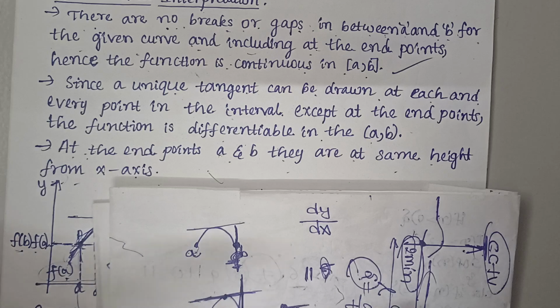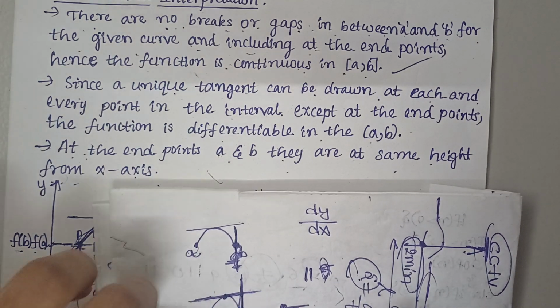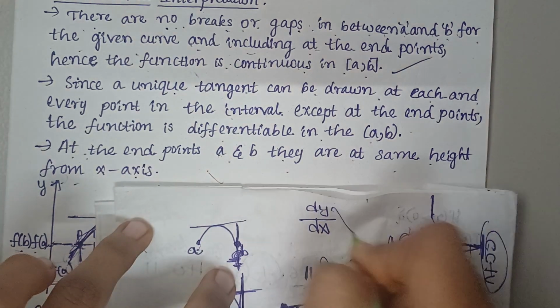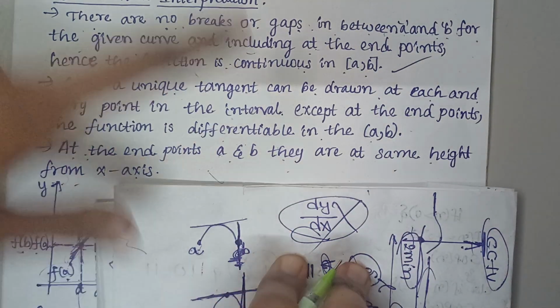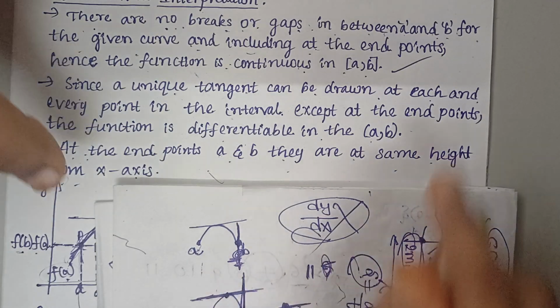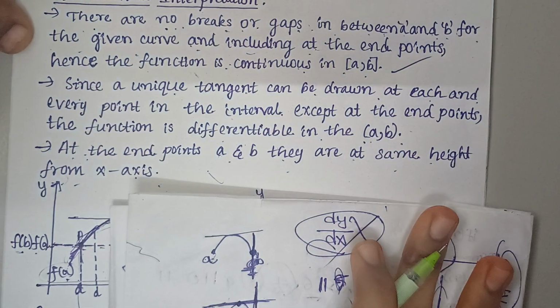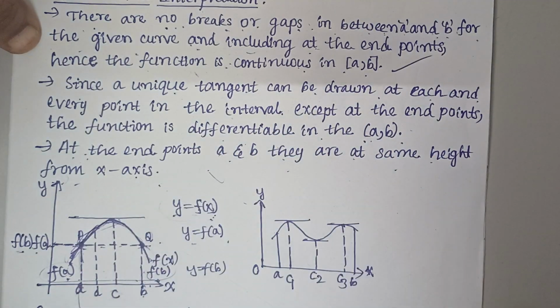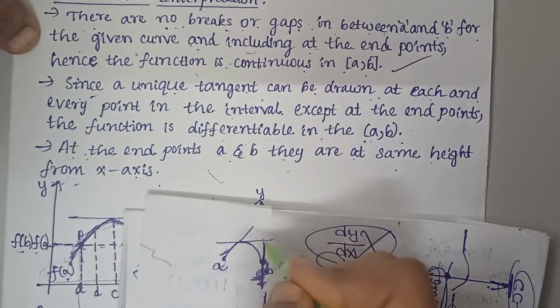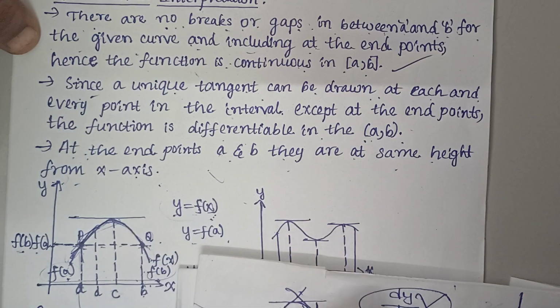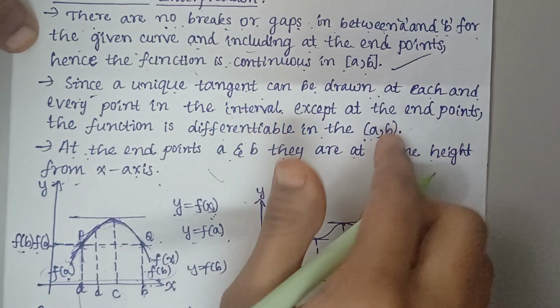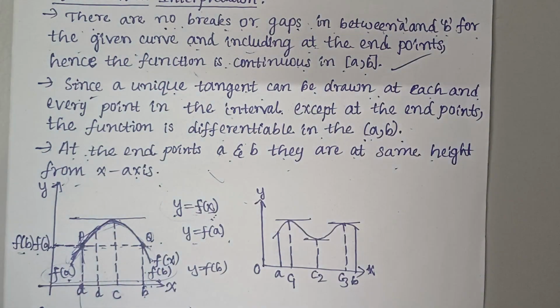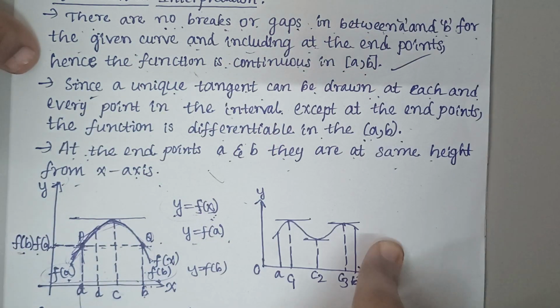That means at the endpoints this tangent is not existing. If the tangent is not existing, that means your dy by dx is also not there, which means that it is not differentiable. That is the reason why you are taking open interval of a comma b. Hope now you have got clarity. That is, since a unique tangent can be drawn at each and every point, except at the endpoints, the function is differentiable everywhere in between a and b, but not exactly at the points a and b. And by this we have completed this geometrical interpretation.